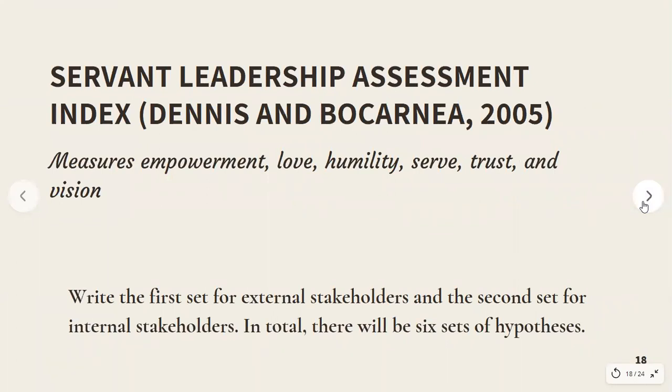Because I want to talk about servant leadership, I'm going to use the Servant Leadership Assessment Index, and that measures 6 items: empowerment, love, humility, serving, trust, and vision. So what we're going to do is write out our first set of hypotheses with each of these 6 items. And we'll have to repeat this for every control variable. And then we'll have to repeat it because we want a set for internal stakeholders and a set for external stakeholders. So let me show you what I mean.